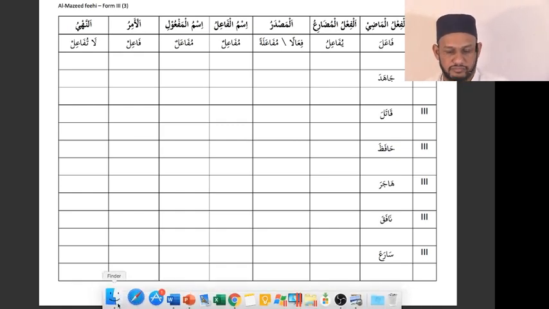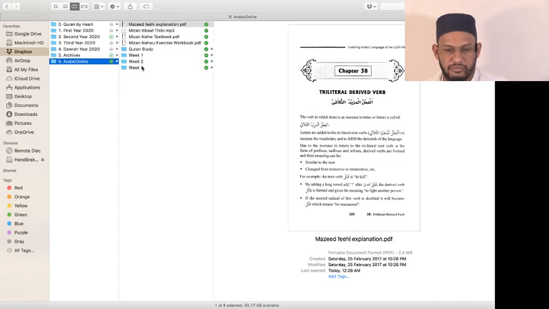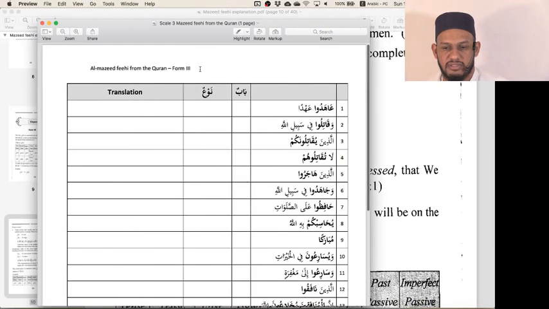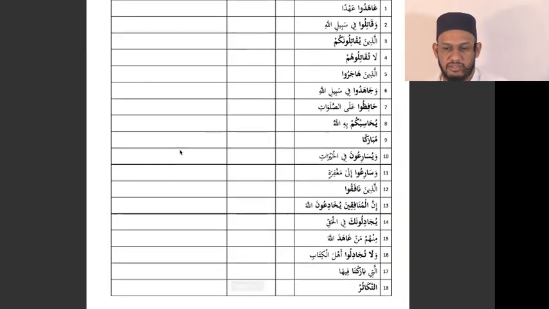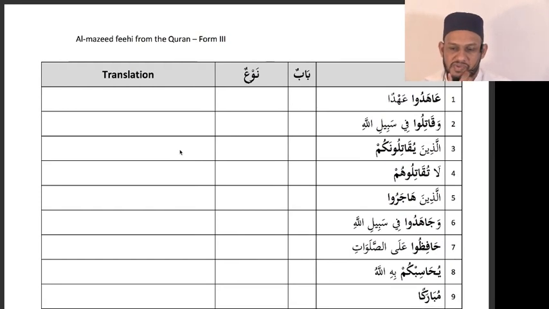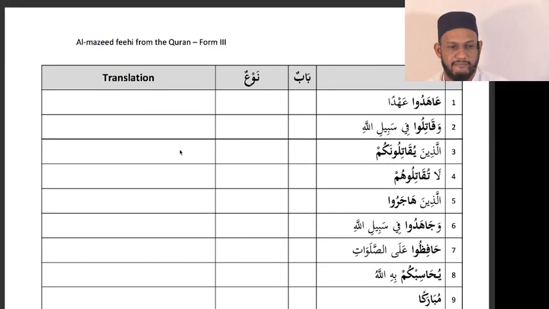Number 2, in your Sarf number 2, there is a scale number 3, Mazid Fihi, from the Quran. Mazid Fihi from the Quran. And again, there's no verse number. So let me go through some of the vocab, and then you can do this for homework, inshallah. So, number 1, Ahadu Ahdan. So, Mazid Fihi, number 3.